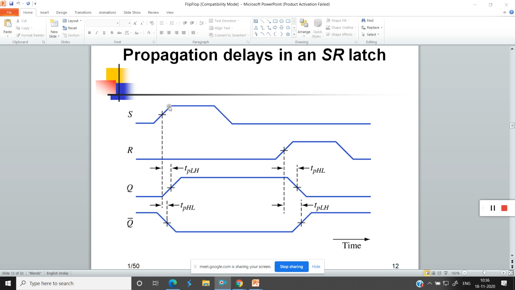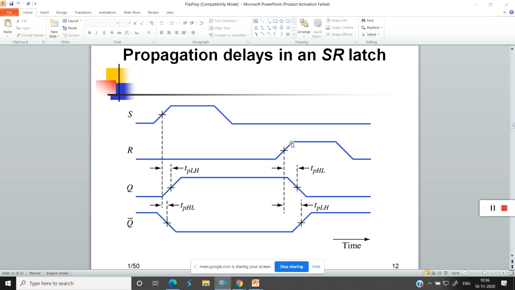So when S is 1 and R is 0, the output is trying to change from logic 0 to logic 1. With the midpoints considered, this is the TPLH, the propagation delay time when the output is changing from logic 0 to logic 1. When S is 1, it will be the set: Q is in the set state. We are latching a 1 into the Q signal.